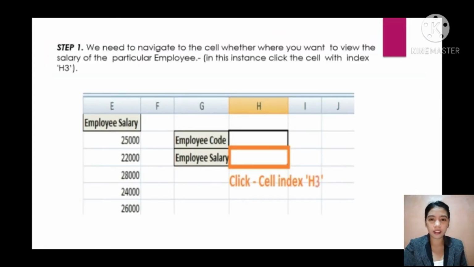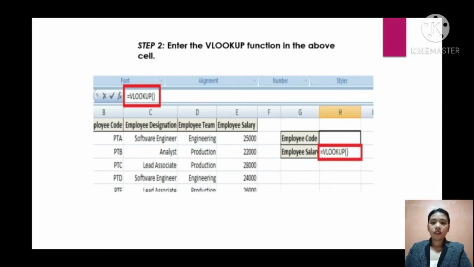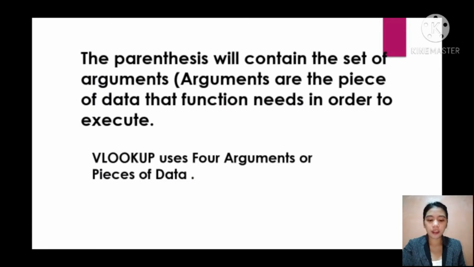Here are the steps. Step 1. We need to navigate to the cell where you want to view the salary of the particular employee. In this instance, click the cell with index H3. Step 2. Enter the VLOOKUP in the above cell. The parentheses will contain the set of arguments. Arguments are the pieces of data that a function needs in order to execute.